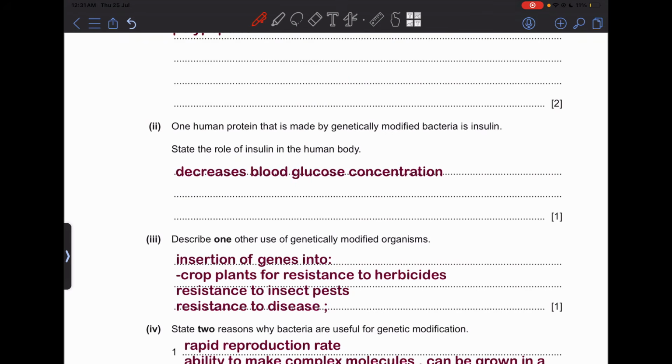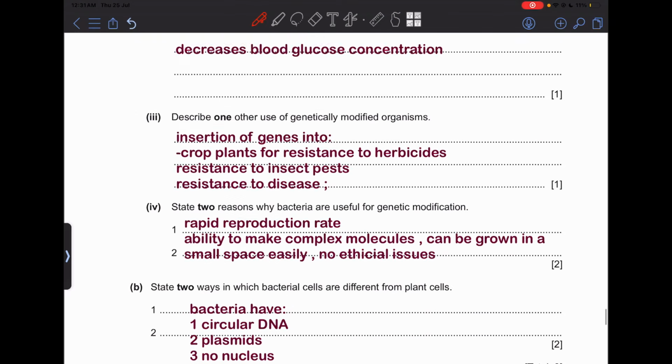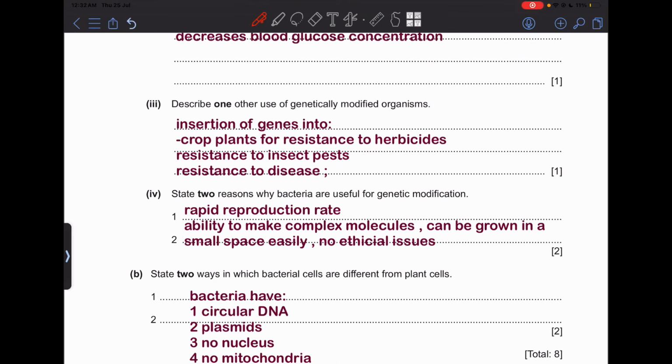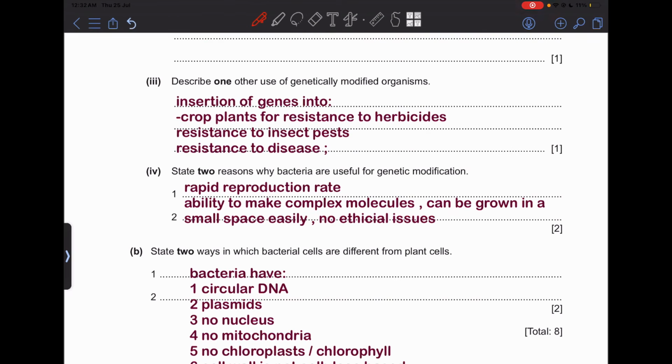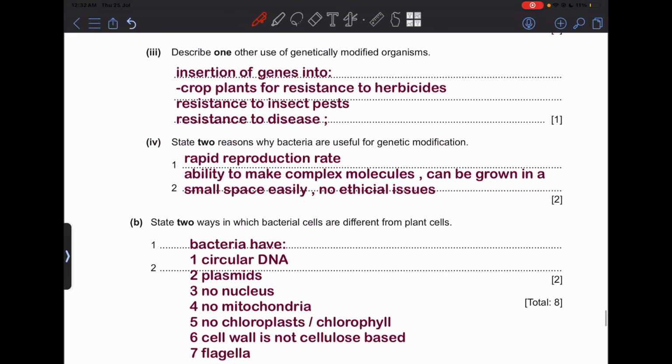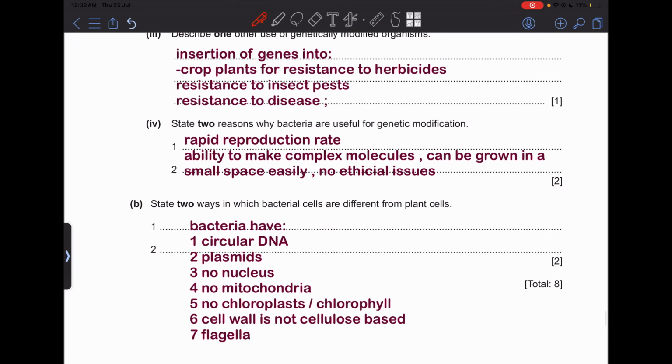Part ii, one human protein that is made by genetically modified bacteria is insulin. State the role of insulin in the human body. It decreases the blood glucose concentration. Describe one other use of genetically modified organisms. This is insertion of genes into crop plants for resistance to herbicides and resistance to insect pests or resistance to disease.